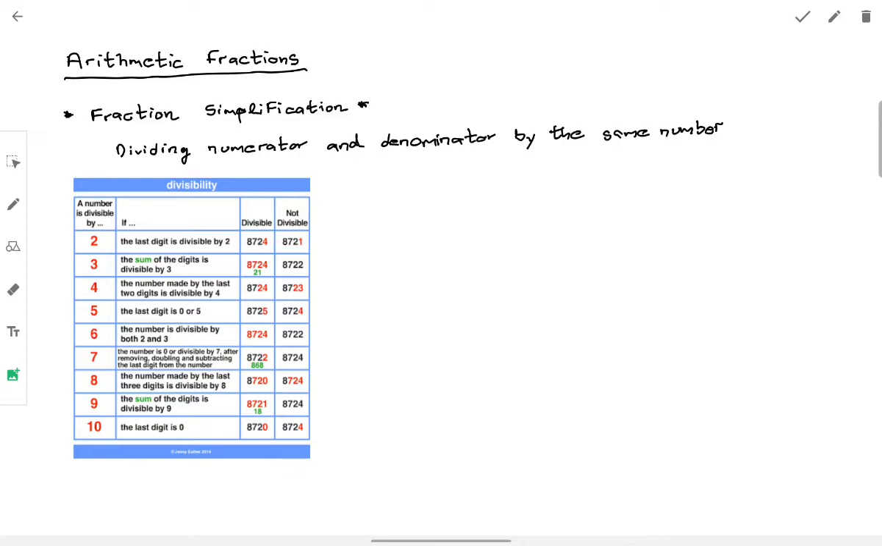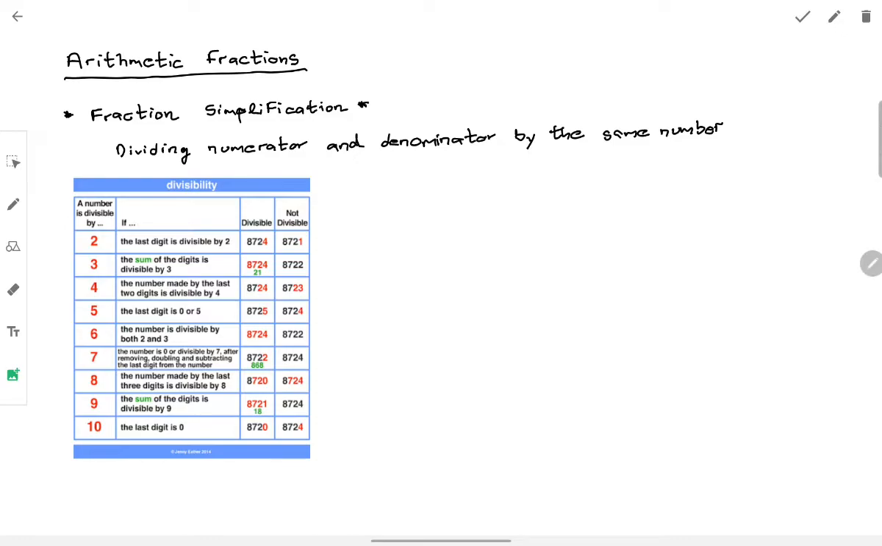You need to do something similar to case number 3. You make the sum of all the digits, and if the sum makes a number, in this case 18, that is divisible by 9, the number will be divisible by 9. And to know if a number is divisible by 10, the last digit must be 0.